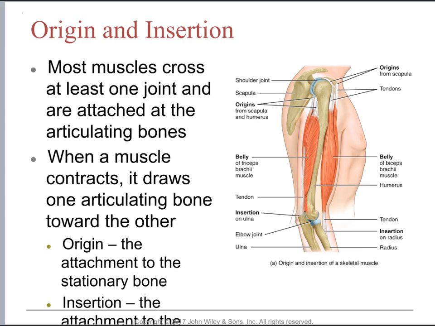So most muscles cross at least one joint and are attached to the articulating bone. When a muscle contracts, it draws one bone towards the other. We can break these up into 2 points of attachment. Number one, the origin. This is the attachment to the stationary bone, so the part that is not moving. And then the insertion. This is the attachment to the movable bone. So again, when the muscle contracts, we're pulling the insertion to the origin.